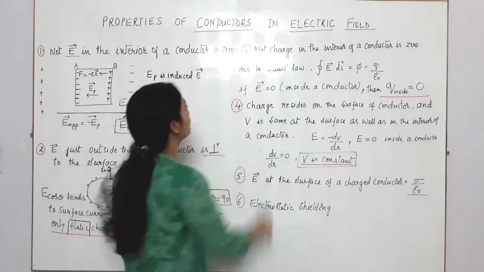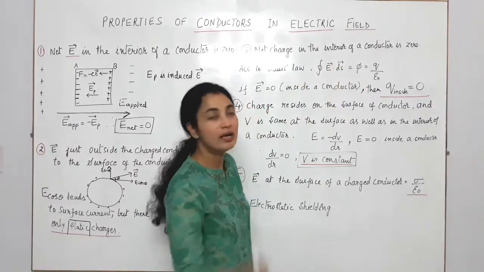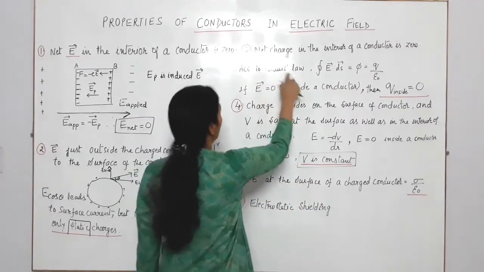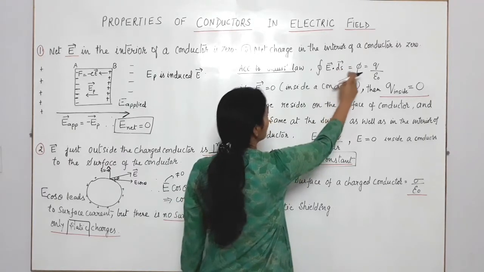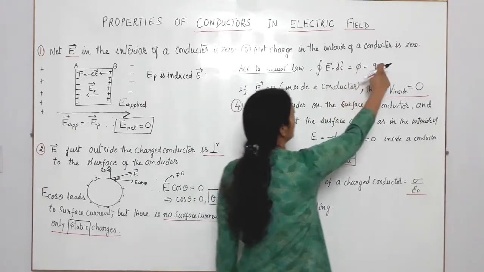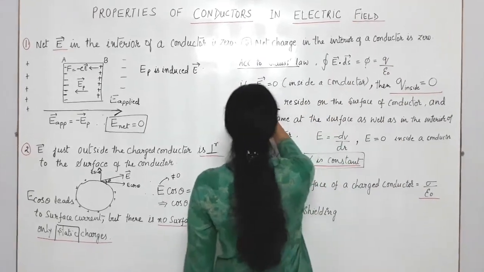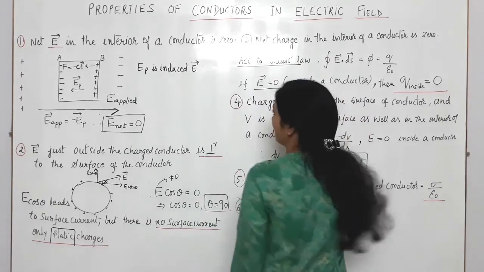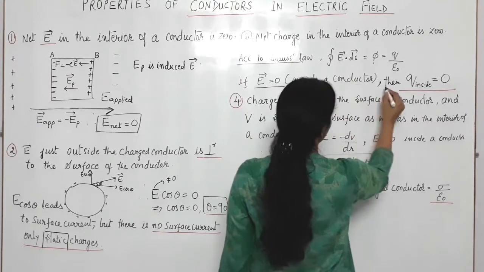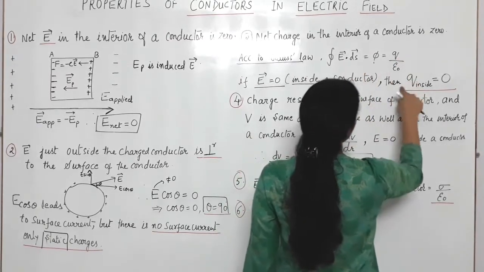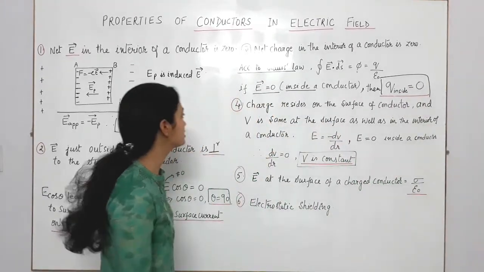Let us come to the third point, which is net charge in the interior of a conductor is 0. This is again obvious from the Gauss law. According to Gauss theorem, integral E dot ds is equal to phi flux, and this is equal to charge upon epsilon naught. And we know that E is 0 inside a conductor. This is our first point. If E is 0, then Q must be 0. Inside the conductor, the net charge is 0.